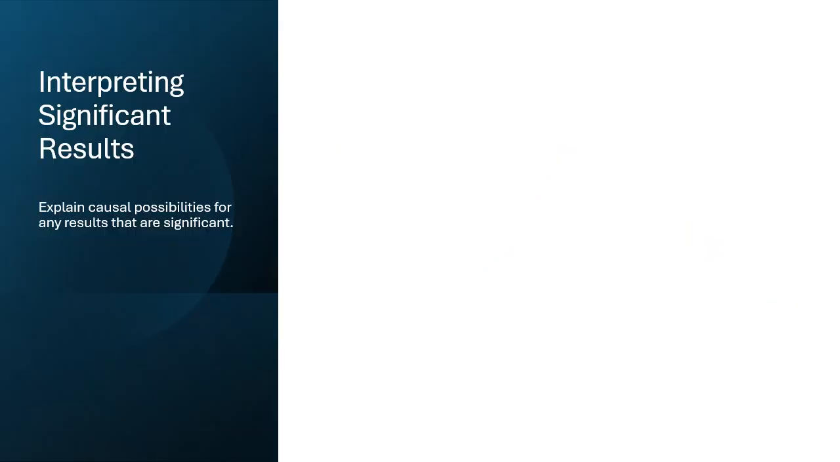This last page looks at how to interpret significant results, explaining causal possibilities for any results that are significant. If you did not get a statistically significant result, or if you did not reject H0, you won't be doing it for this problem. But all the others, you'll be doing this interpretation as well as the concluding statement.